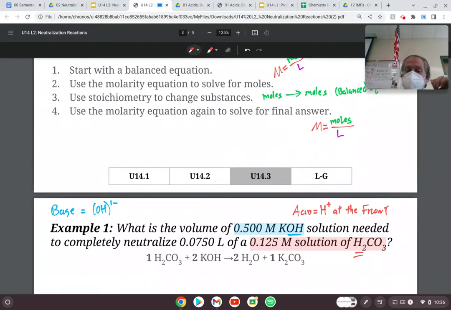Now, looking at this problem here, I see that I'm asked to calculate the volume of 0.5 molar KOH solution needed to completely neutralize 0.0750 liters of a 0.125 molar solution of H2CO3. Now I've got this 0.0750 liters hanging around out here. What does that seem like it belongs with based on how the problem is worded? Does that look like it belongs to the base, the KOH, or the acid H2CO3? Yeah, this actually belongs to the H2CO3. So I've got some information about a base, and I've got more information about an acid.